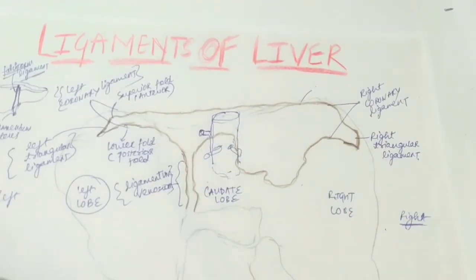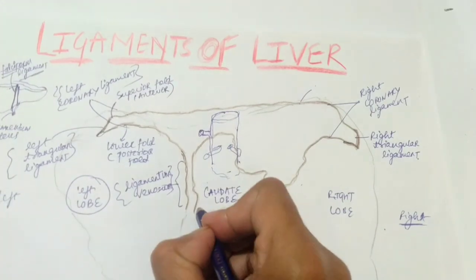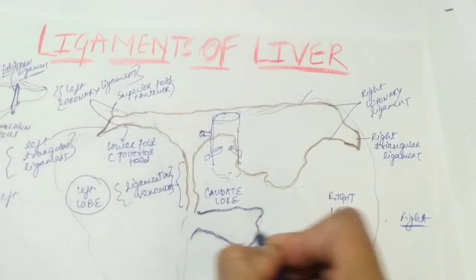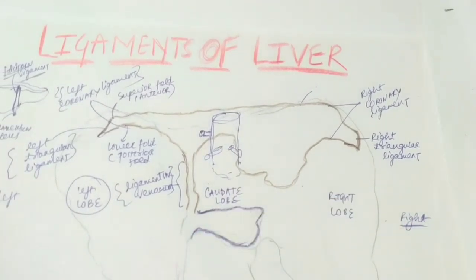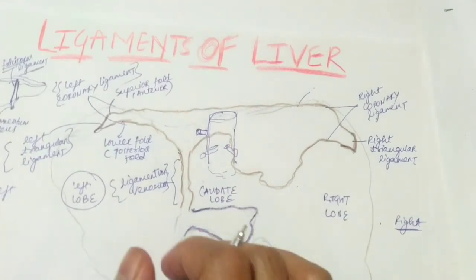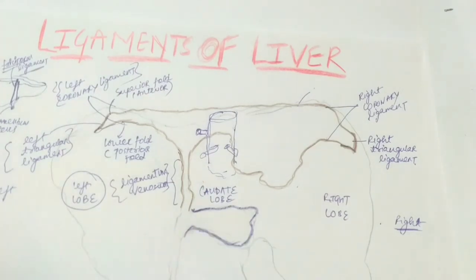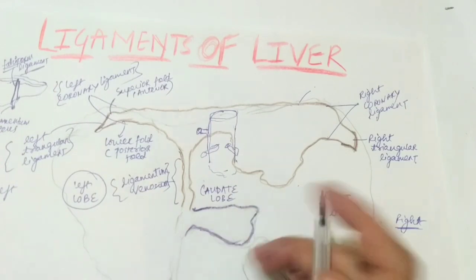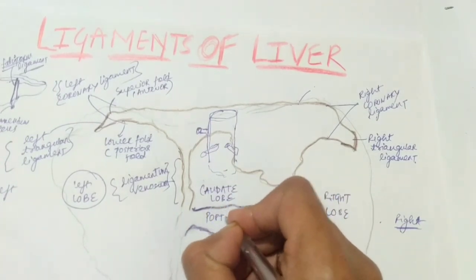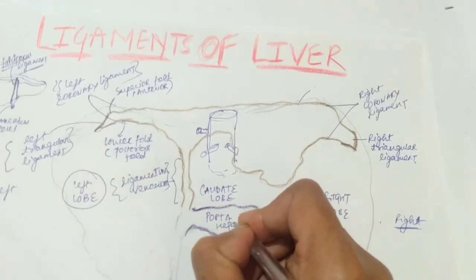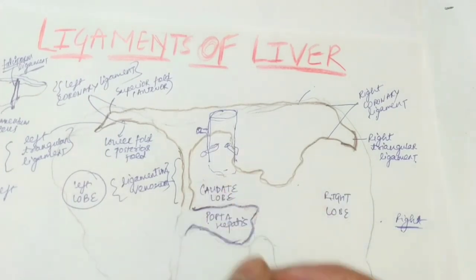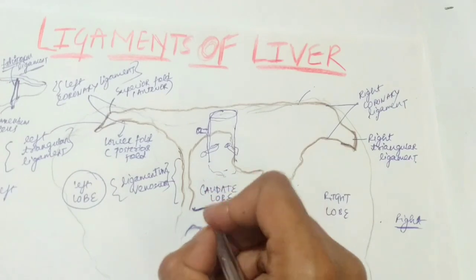Now this is your porta hepatis. This part is your porta hepatis, which contains the hepatic artery, hepatic vein, and common bile duct, which is going out, and some nerves are also coming. So it has many tributaries here, this porta hepatis. This takes the arteries and veins and supplies inside the liver. So this is present as the porta hepatis.